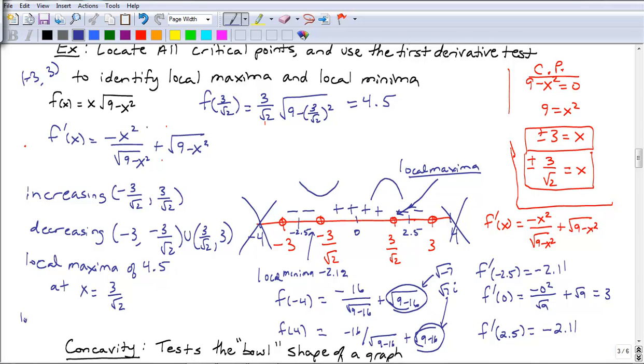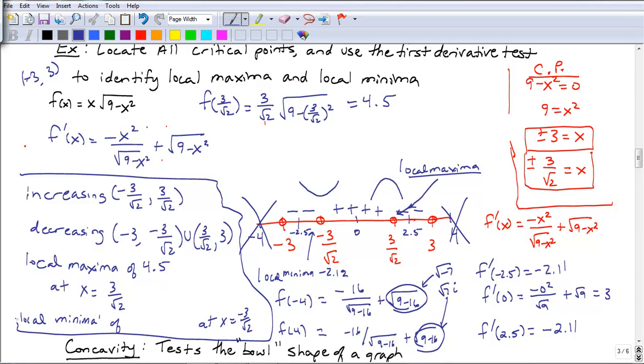Then there's a local minima, which will happen at x equals negative 3 over root 2. To figure out the local minima, I plug negative 3 over root 2 in there. And when I do that, I end up with negative 4.5. And the reason why is the x squared won't change what happens under the square root, but the negative will just make that negative 3 over root 2. So I figured out all the increasing, decreasing, local maxes and local mins, and where they occur.